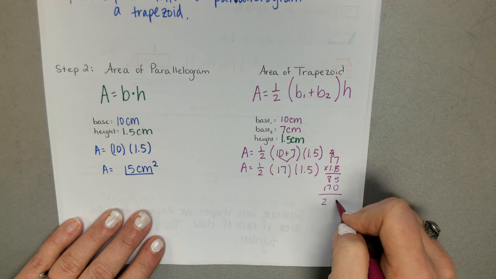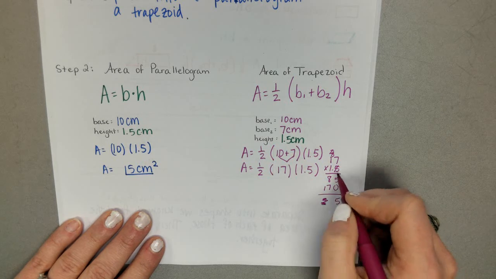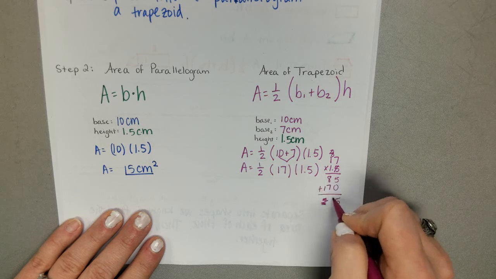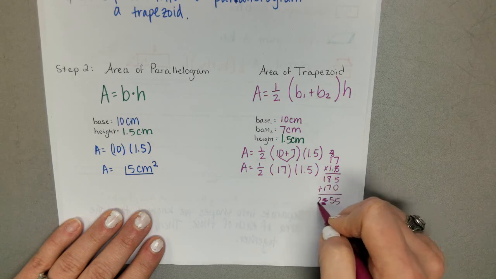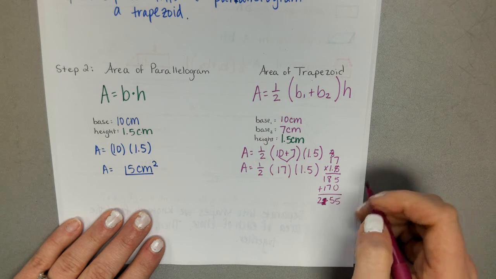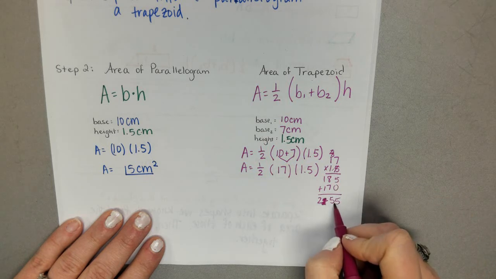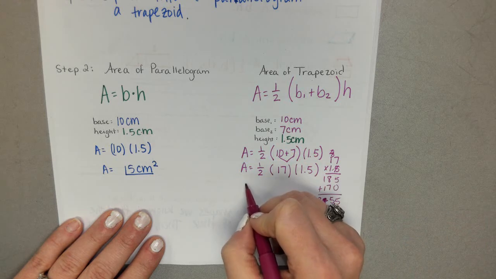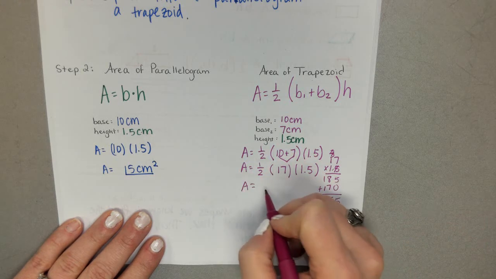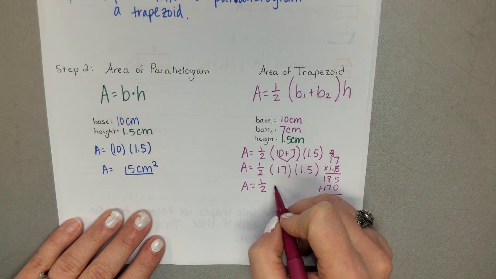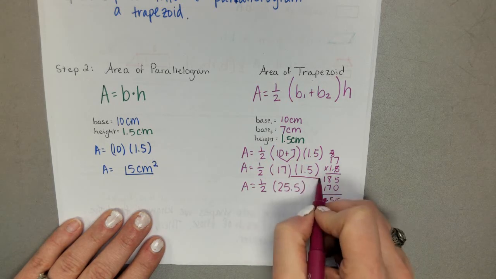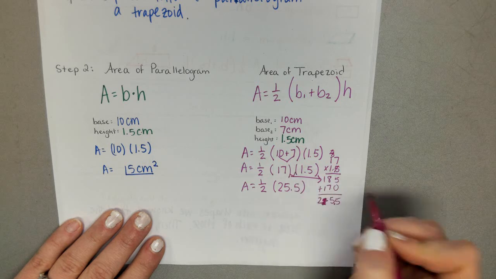So we have 5. I'll put that 2 there. 5. We're going to add those up now. 5. That's 15. There's the 2. Alright, and then we had one number after the decimal, so we're going to put the decimal there. So our area is 1/2, we haven't done that part yet, times 25.5. What we did here is we multiplied these two numbers.